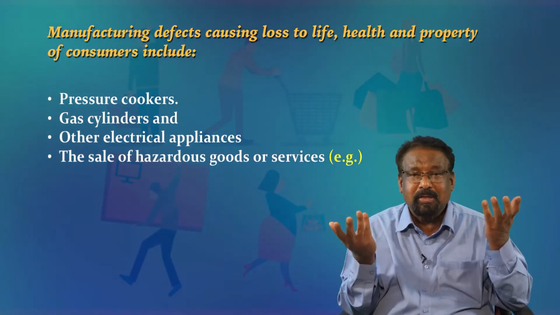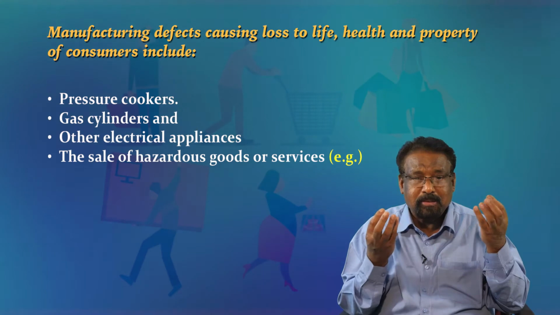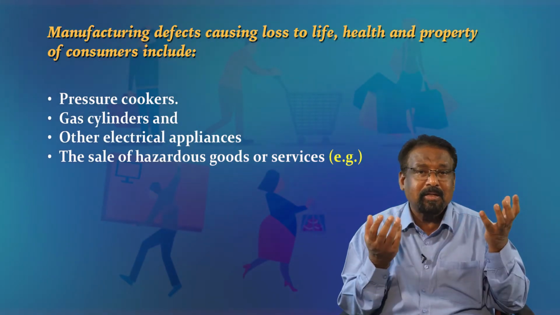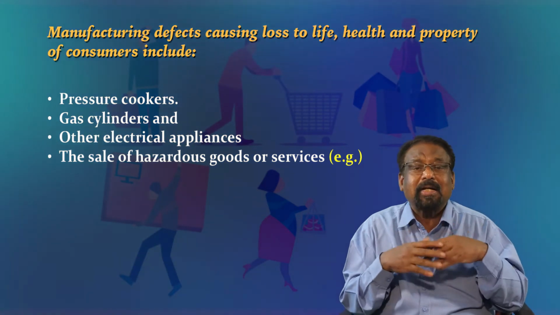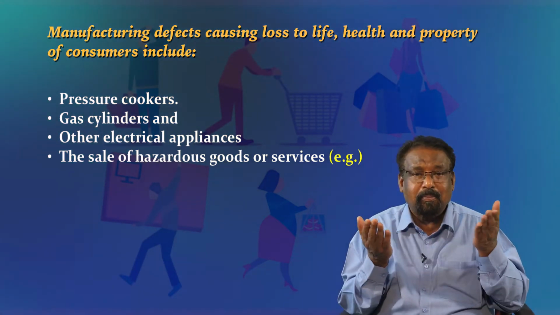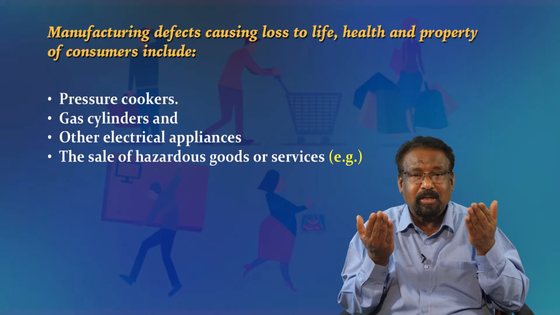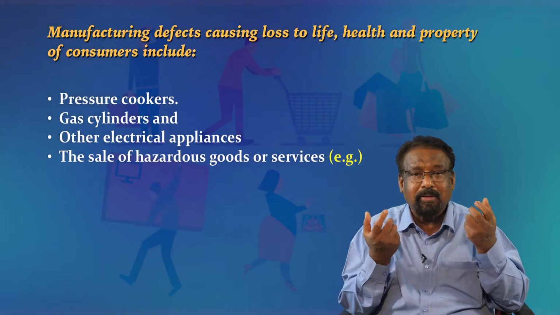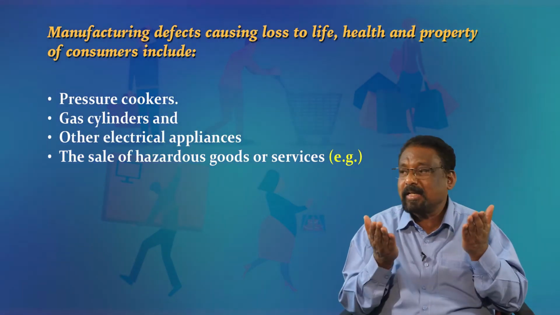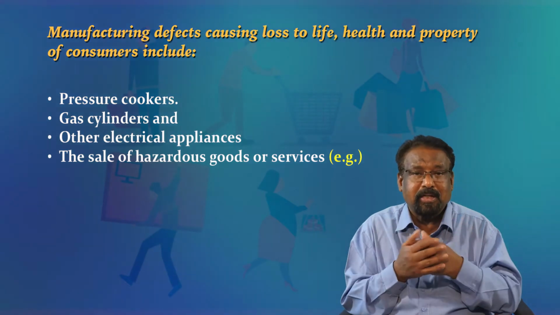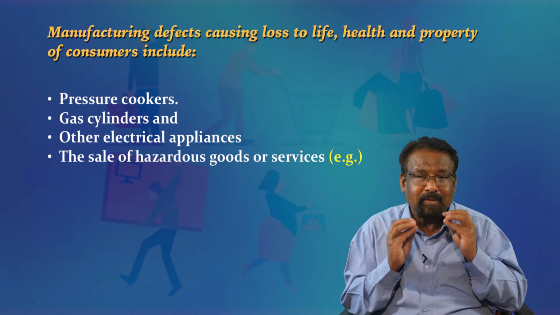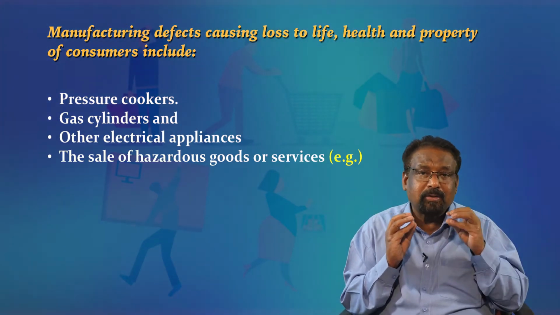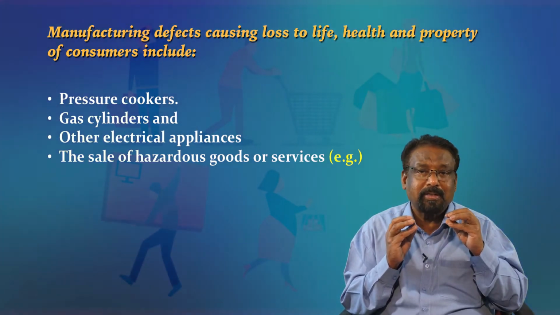With pressure cookers also, there are several cases where, because of a manufacturing defect, the cooker burst and led to the loss of life of several people. Likewise, electrical appliances, if they short circuit, and many other things. These are some examples, and I also mentioned manufactured vehicles. So any product purchased with a manufacturing defect is likely to cause loss or damage to property.